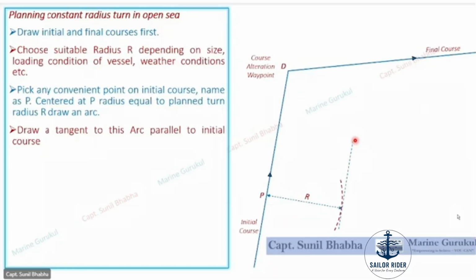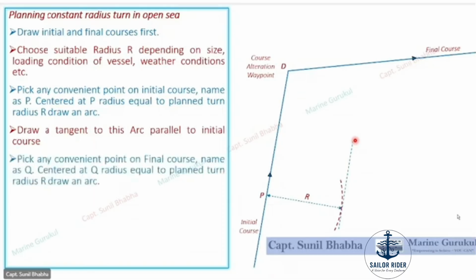Now the same thing is done on the final course also. We pick up any convenient point on the final course, any convenient point of our choice. Let us assume we pick up this point here, point Q, and we open up our compass equal to the planned radius. Centered at point Q, radius equal to the planned radius, we draw an arc. You can see the arc also coming up.